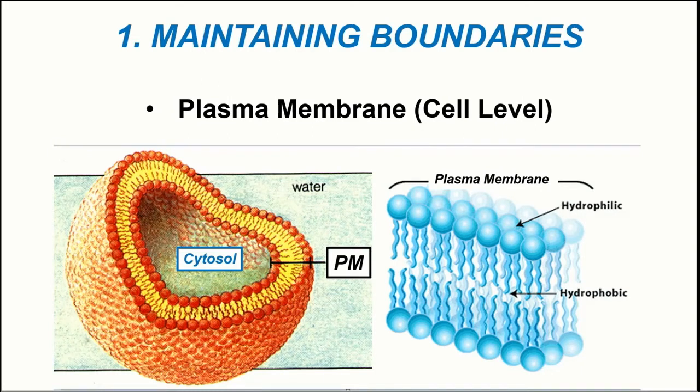We maintain boundaries at the cellular level with the plasma membrane. Previously we've discussed a little bit of the plasma membrane's functions, and we'll continue that discussion in chapter 3. But the plasma membrane is the structure that's maintaining boundaries for us at the cellular level so that our cells can continue maintaining a very stable and consistent internal environment.